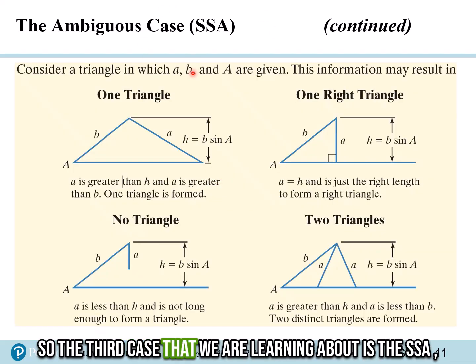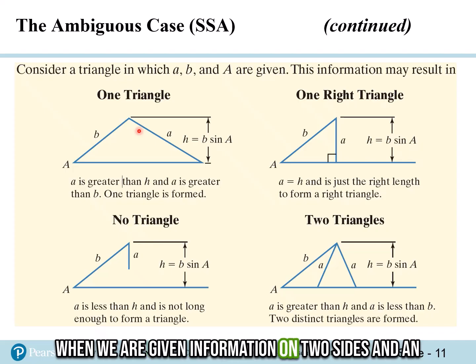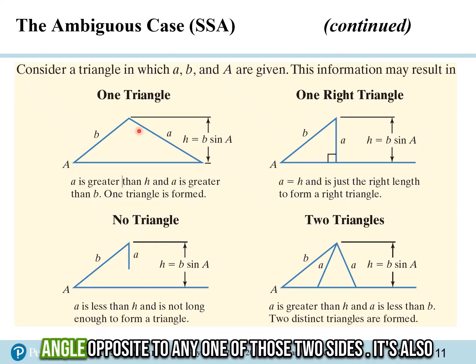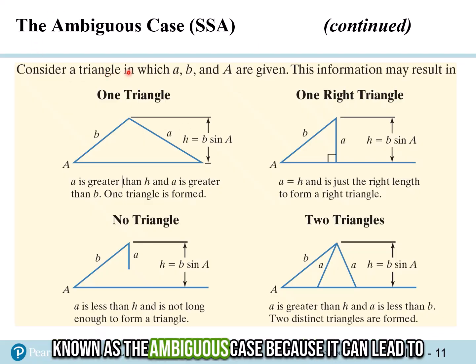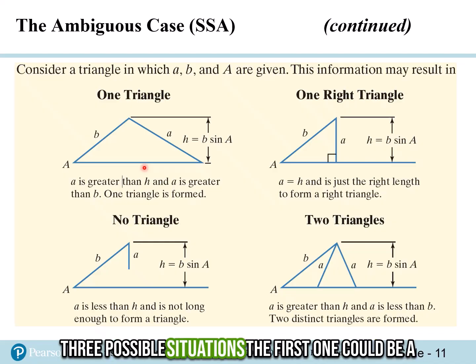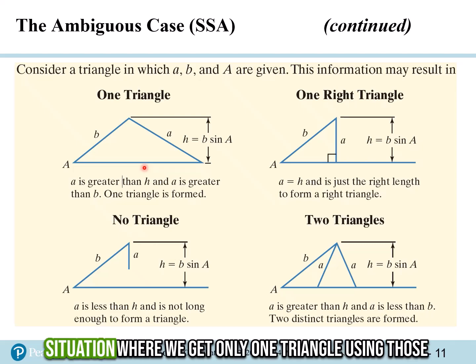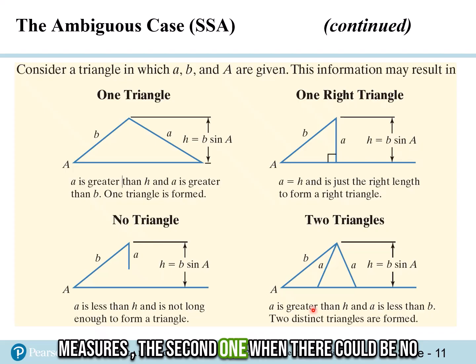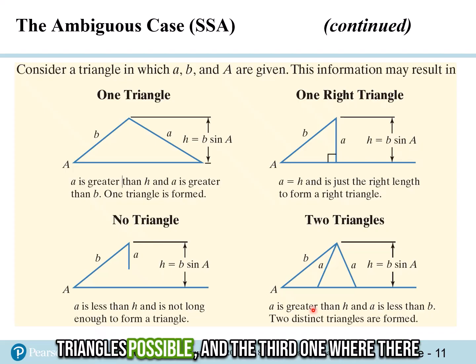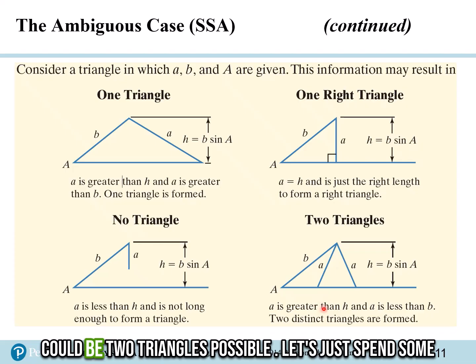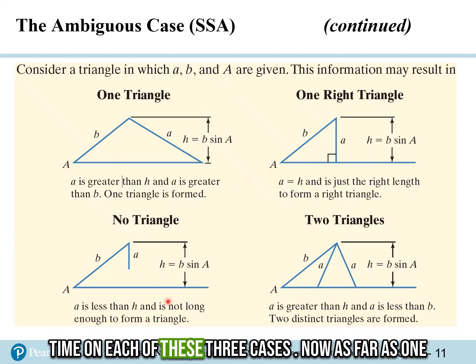So the third case that we are learning about is the SSA, when we are given information on two sides and an angle opposite to any one of those two sides. It's also known as the ambiguous case because it can lead to three possible situations. The first one could be a situation where we get only one triangle using those measures. The second one, when there could be no triangles possible. And the third one, where there could be two triangles possible. Let's just spend some time on each of these three cases.